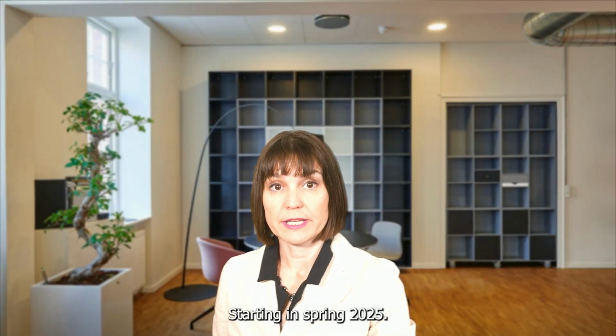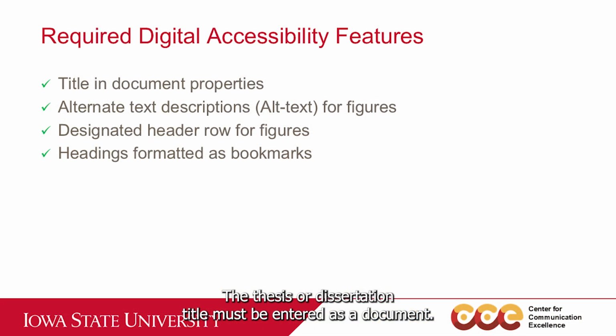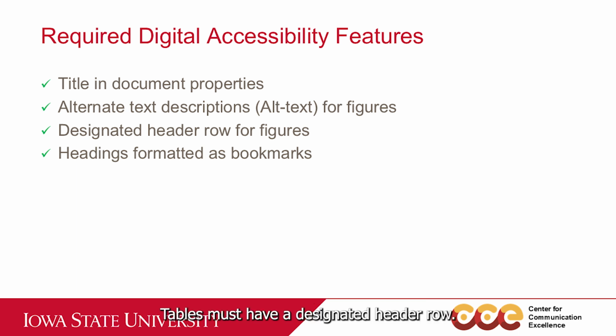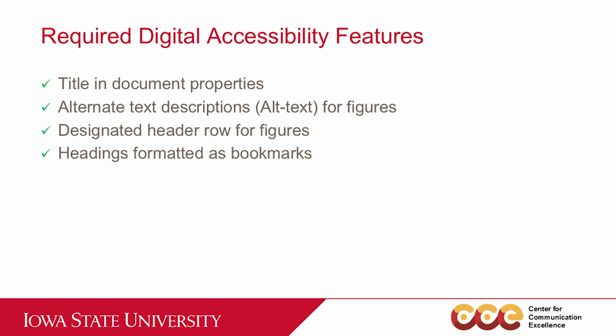Starting in spring 2025, the Graduate College requires certain digital accessibility features to be included in the theses and dissertations. The thesis or dissertation title must be entered as a document property. Figures must have alternative text descriptions. Tables must have a designated header row. Headings must be formatted as bookmarks to enable section navigation.